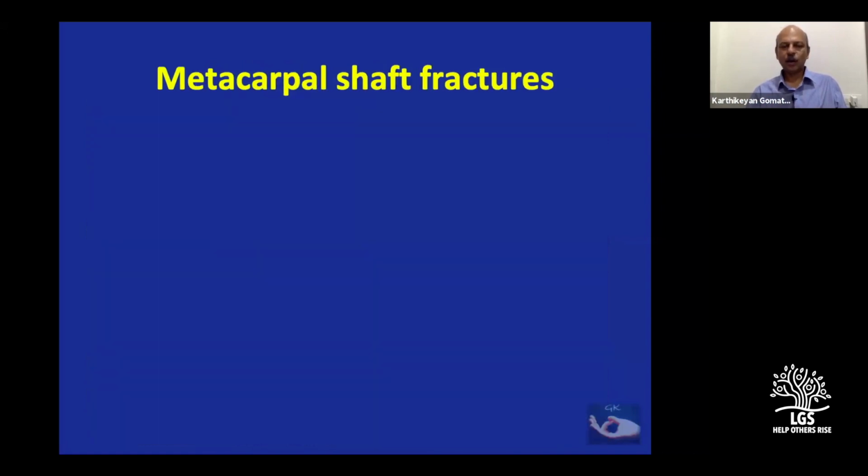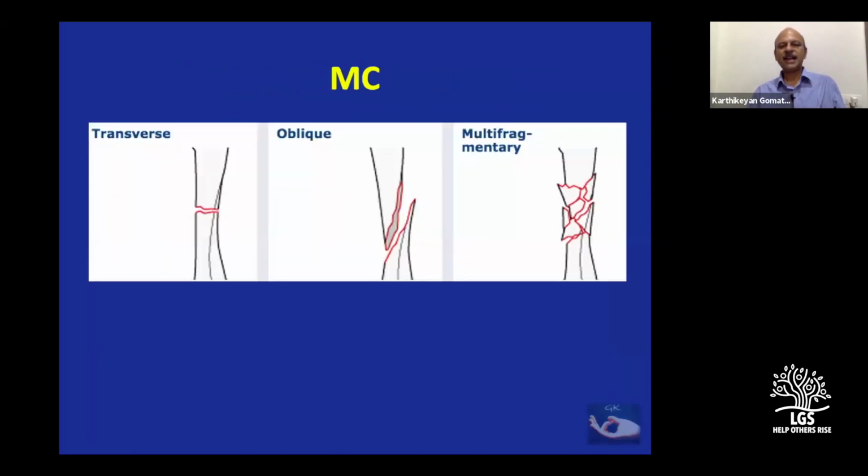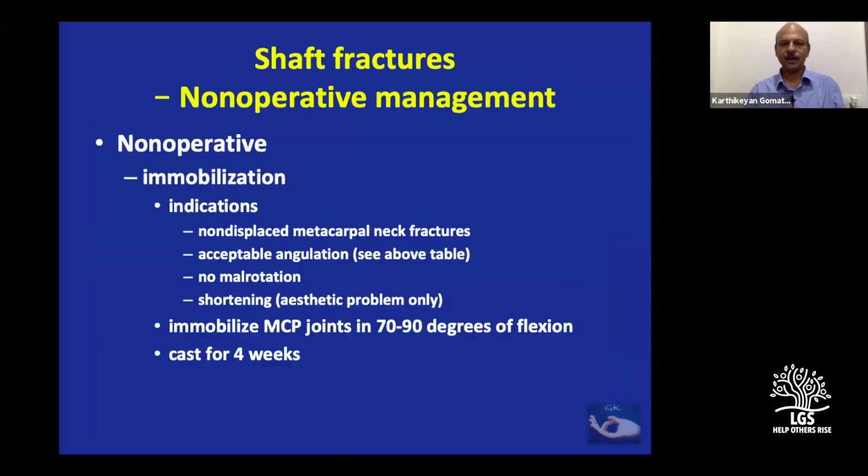So now we have seen about the metacarpal neck fractures where we saw the conservative management, and then we have seen the operative management. Now we come to the metacarpal shaft fractures, which are quite interesting and which are quite varied in the management. Now, as far as the shaft fractures are concerned, they can be transverse, they can be oblique, or they can be multi-fragmentary or comminuted, in other words.